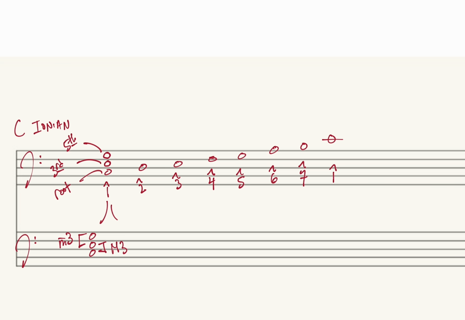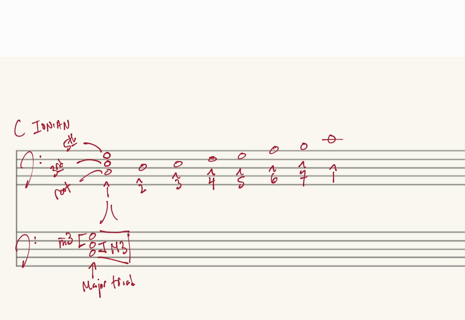That is, from C up to E a major third, and then E up to G a minor third. So a major third below a minor third tells us that this is a major triad. Okay?